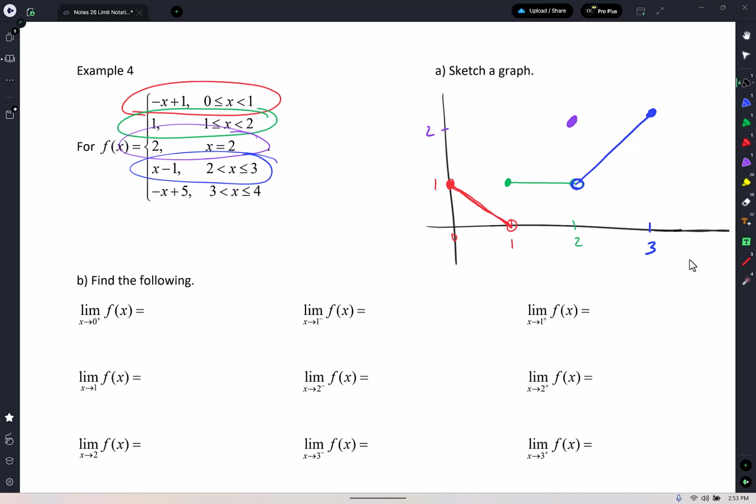Negative 4 plus, no, negative 3 plus 5. 2. It doesn't matter. There's already a solid circle there. That's fine. Not a big deal. I did put an open circle for the black there. And then when x is 4, I'm going to say 4 is right here. When x is 4, negative 4 plus 5 is 1. That's a solid circle. And then connect them.